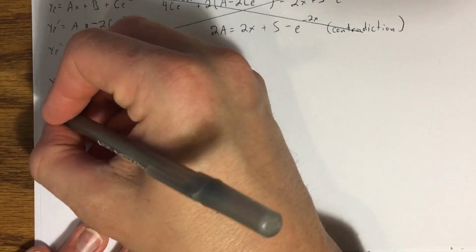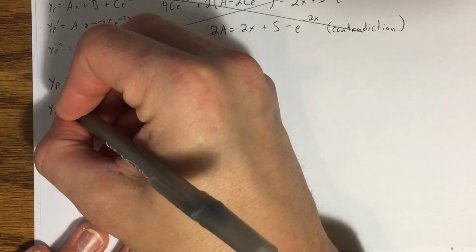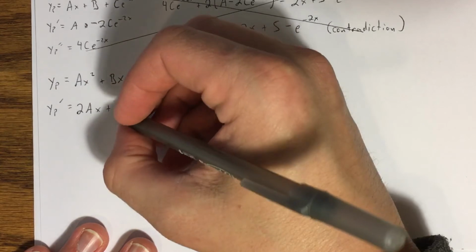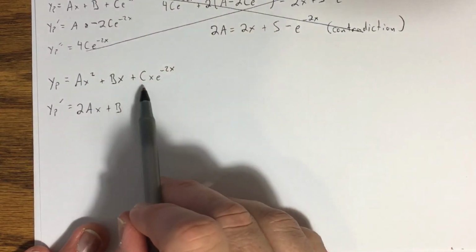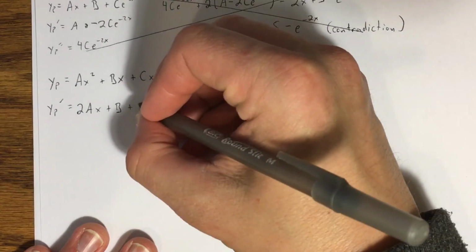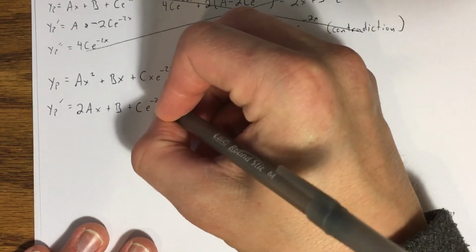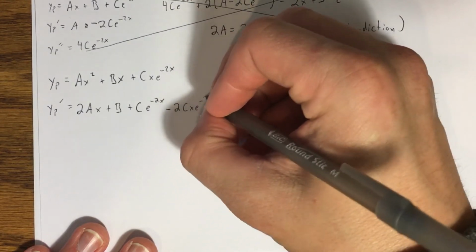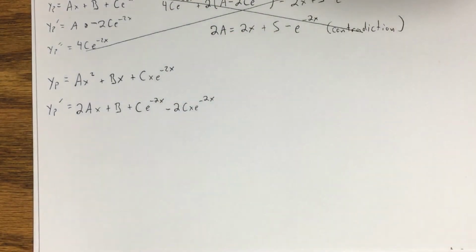So in order to do that, now I need my derivative. So yp prime is going to equal 2ax plus b. This guy here I'm going to need my product rule for, so that's going to turn into plus c e to the negative 2x minus 2cx e to the negative 2x, okay?